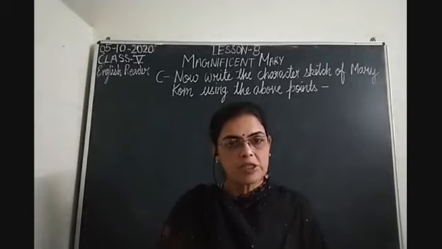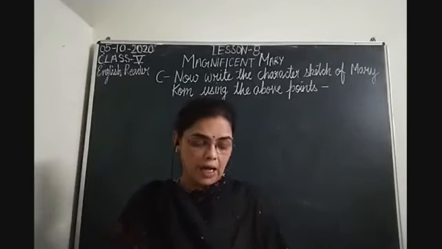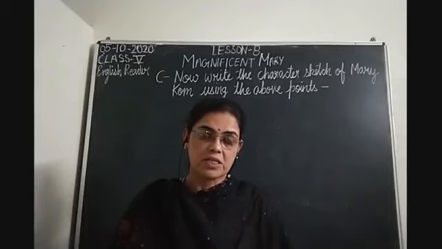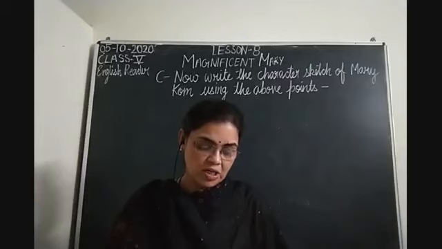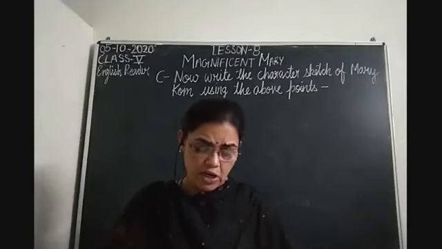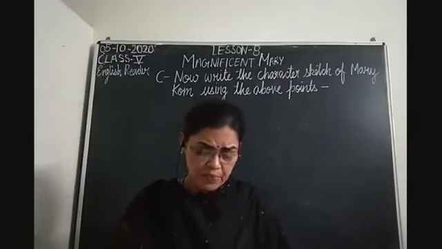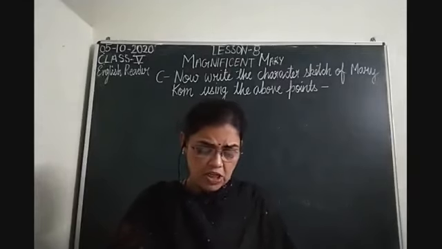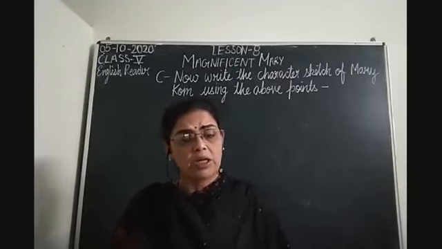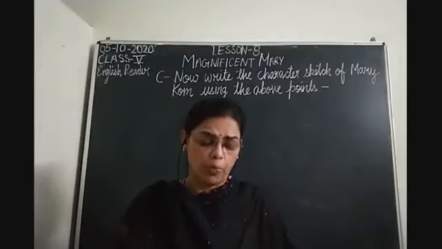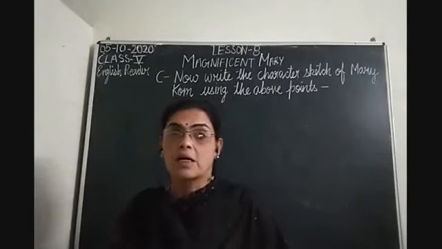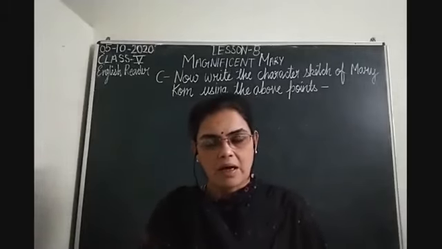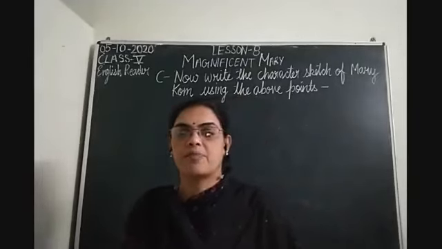Students, in my last video, I had explained and written the first part of exercise C of comprehension, that is, write 5 qualities of Mary Kom in the given table. In the next column, write how do we get to know these qualities about Mary Kom. And we had written the 5 qualities about Mary Kom. Now let's once again read about those 5 qualities of Mary Kom.